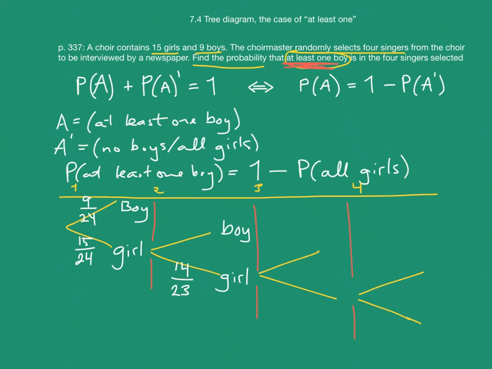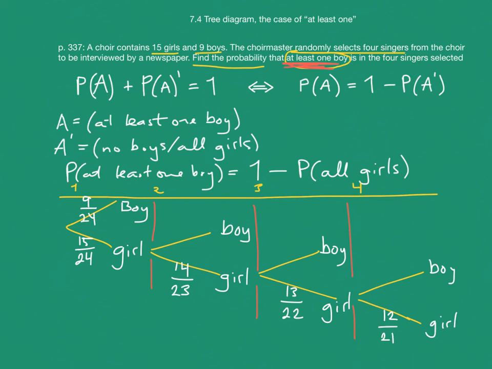And our third pick is either going to be a boy or a girl. And how many girls are left now? We've already picked out 2 girls. So there are 13 girls left. And since we picked out 2 overall, there are 22 choir members left to choose from. So the probability is 13 out of 22. And the very last pick is either a boy or a girl. And if we already picked out 3 girls, there are 12 left and 21 to choose from.